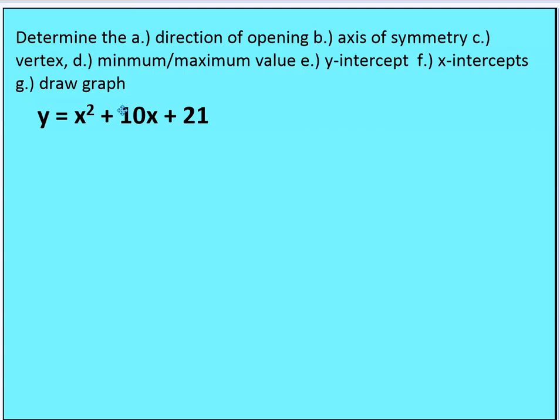So y is equal to x squared plus 10x plus 21. Find the direction of the opening, axis of symmetry, vertex, minimum or maximum value, y-intercept, x-intercepts, and then draw the graph. All right, so you can pause here, and then I'm going to move on.